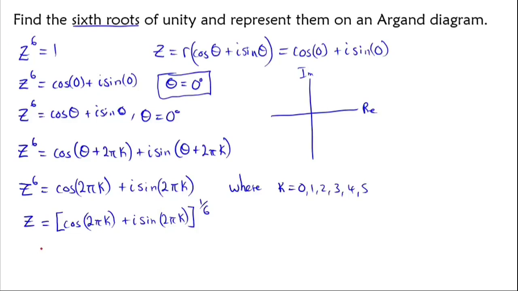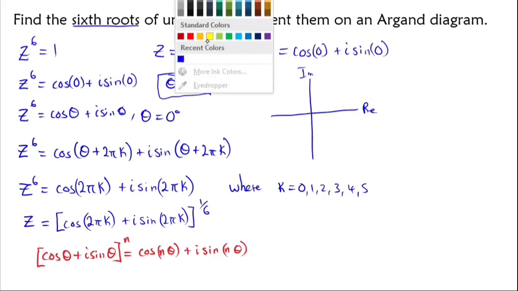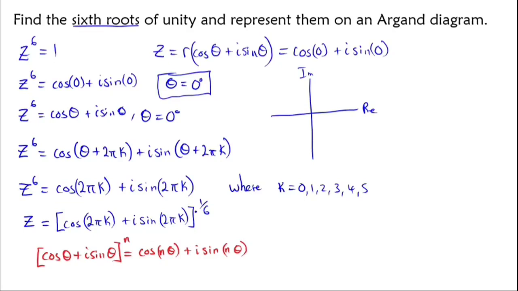According to the theorem, if I have cos theta plus i sin theta, and this is raised to the power n, then this is equal to cos(n theta) plus i sin(n theta). So the n that we have in this case is 1 over 6. So that 1 over 6 must multiply with the angle. It will look something like this.